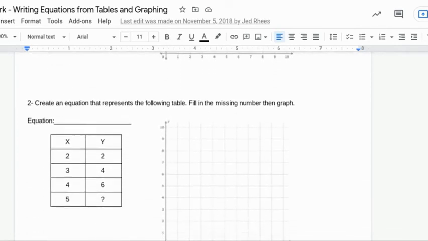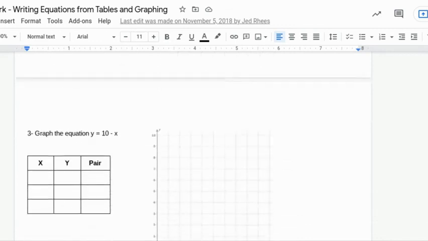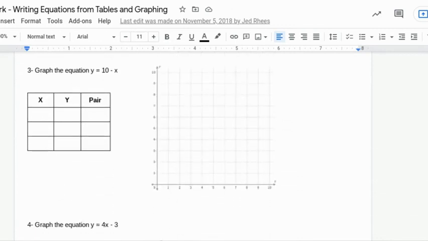So same thing on number 2. Use your equation. If there's not a pattern, y equals blank x plus or minus blank like yesterday. So you'll write the equation, fill in your missing, and graph it. Then number 3, they give you the equation. You just have to plug them in.